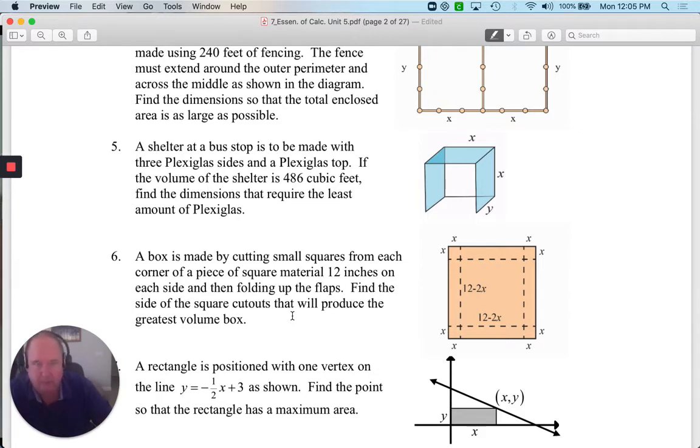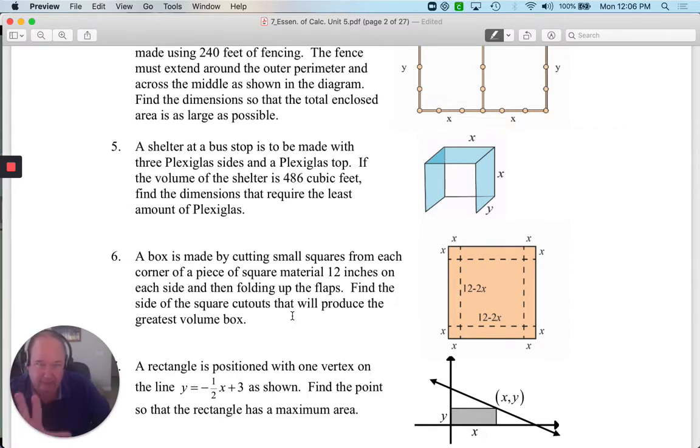What don't I know? I'm looking for the dimensions that require the least amount of plexiglass. That's surface area. So I'm going to call that just area, or surface area. What formula would give me the area of all of them? All the rectangles. We have x times y as a rectangle. How many rectangles of that shape are there when I go around the shape? There are 3 of those rectangles. So it's 3 times x times y.